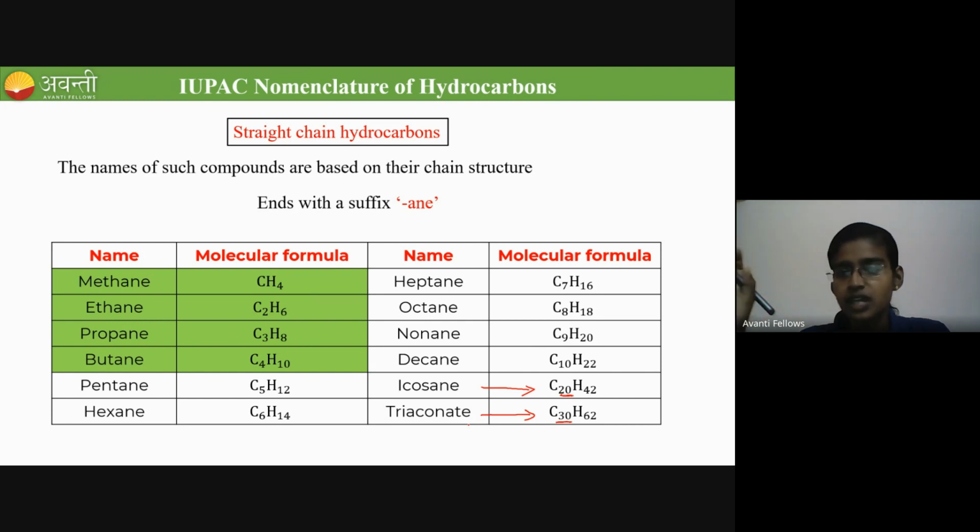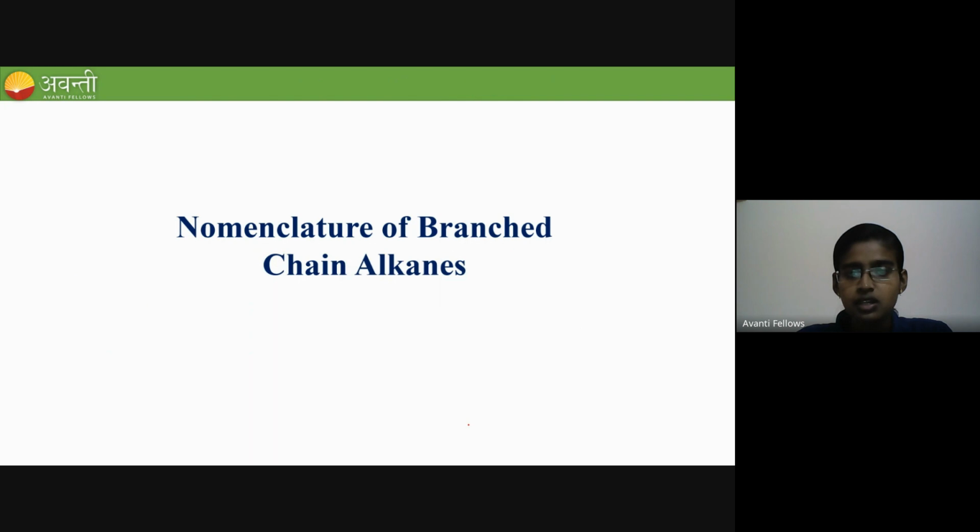No branching is here. Only the parent chain is there. Everything is there in the linear chain. So, like this, we are naming for the straight chain hydrocarbons. And what about for the system which has branches? So, the nomenclature for branched chain alkanes has to follow some set of rules.